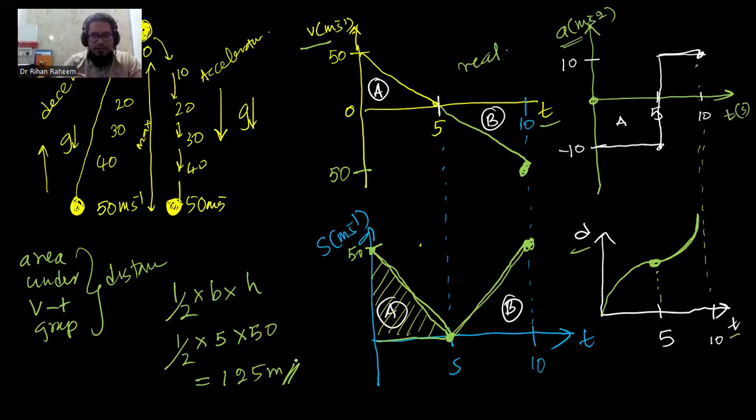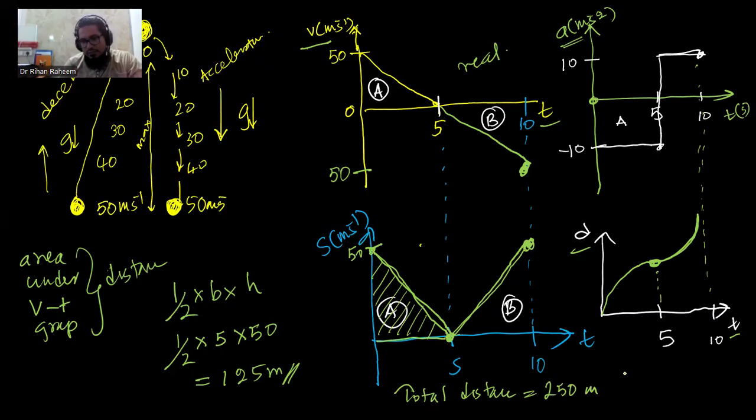Now, Puta, if they ask you, what is the distance of the total journey? Do you need to calculate again? If upward journey is 125, obviously downward journey is also 125. 125 plus 125, total journey is 250 meters. That is the total distance. Total distance is 250 meters.